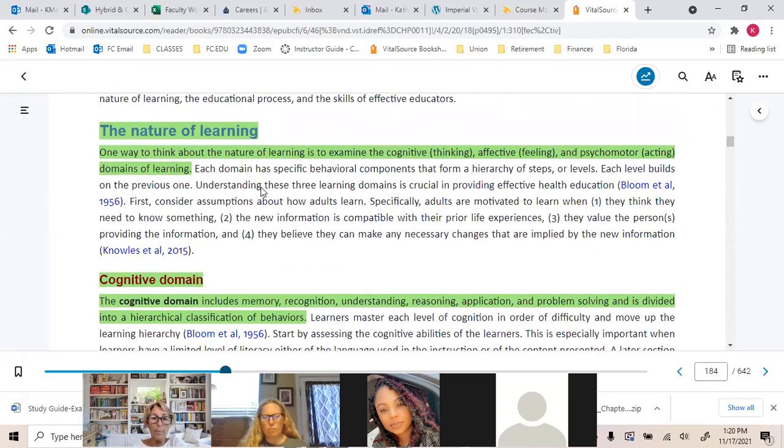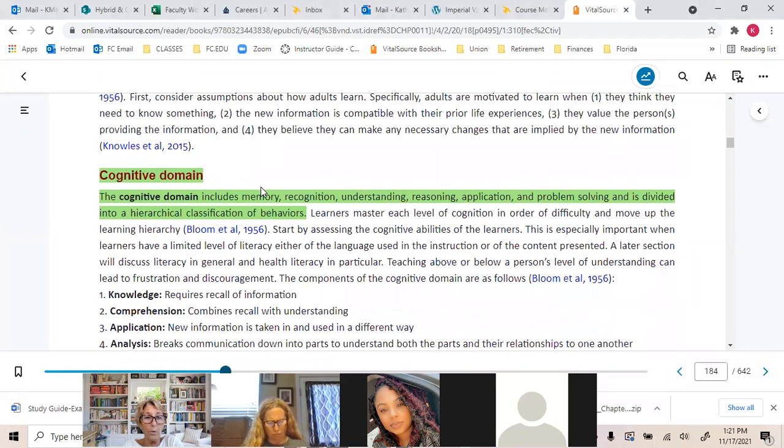Right. So one way to think about the nature of learning is to examine the cognitive, affective, and psychomotor domains of learning. So here's your 3 domains of learning. Cognitive is your thinking. Affective is your feeling. And psychomotor is your acting. Let's talk about each one briefly. So your cognitive domain includes your memory. I'm on page 184. Okay, read about these 3. Cognitive domain includes memory, recognition, understanding, reasoning, application, problem solving.